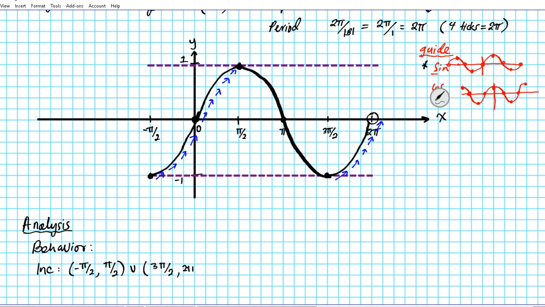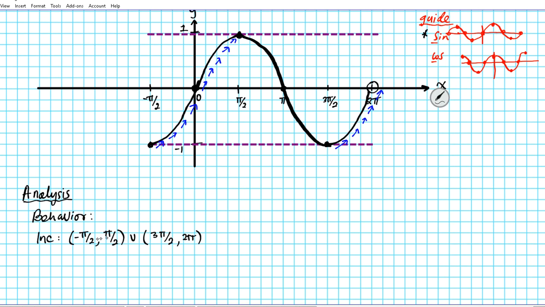Now, had 2 pi been a closed circle, since it's an interior point, we would have put a bracket here. But since it's an open circle, we have to exclude it since it is not included in the domain. So there goes our behavior, increasing. Now, how about decreasing?